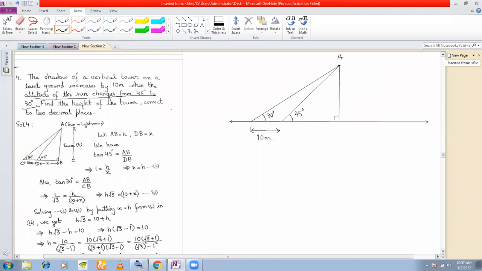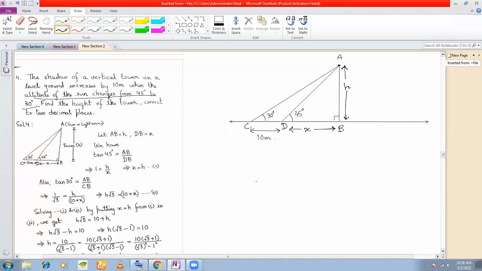The question here is, find the height of the tower correct to 2 decimal places. So let's call this point B. Let's call this point D, and let's call this point C. We have to find out the length of the tower, or the height of the tower, which is AB. Just as we had done in your type 1 figures, we'll find it out exactly that way. Let's say the height of the tower is H, and let's say this one is X.